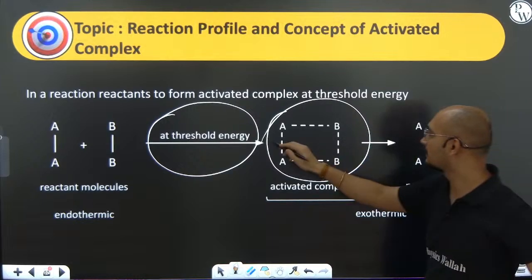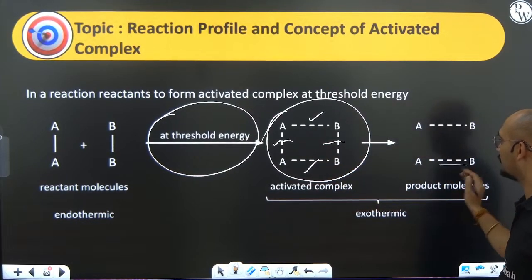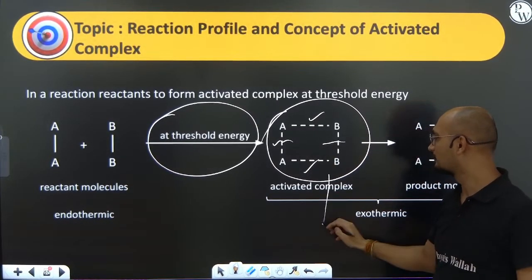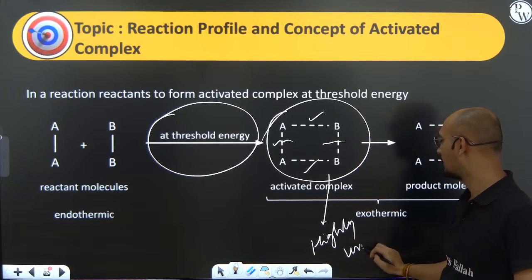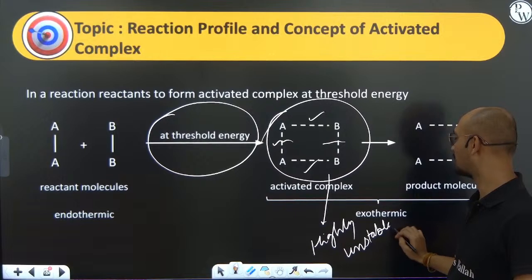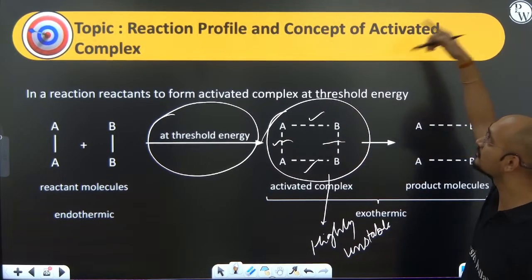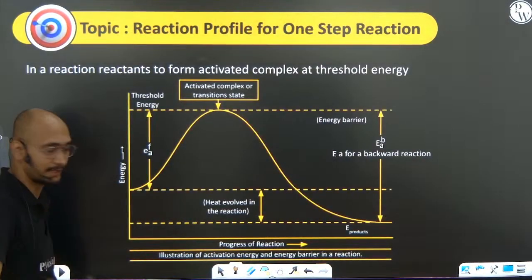Once they reach there, older bonds will be broken and newer bonds will be formed. So 2 moles of AB will be formed, and the older bonds will be dissociating. That is highly unstable. They are also called activated complex. Their energy is maximum. They are not intermediates. Sorry, I told intermediates by mistake.